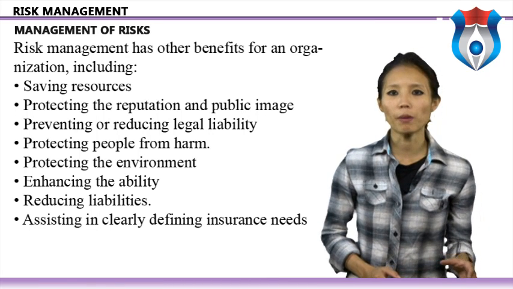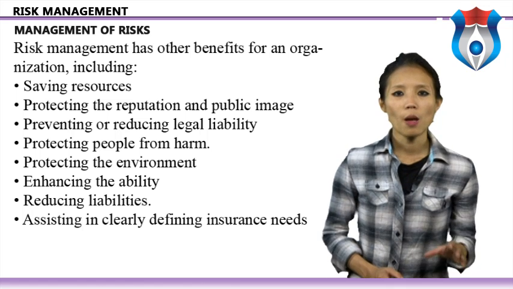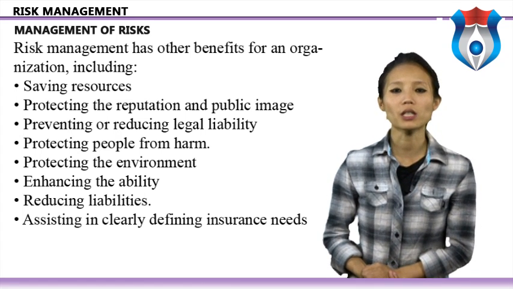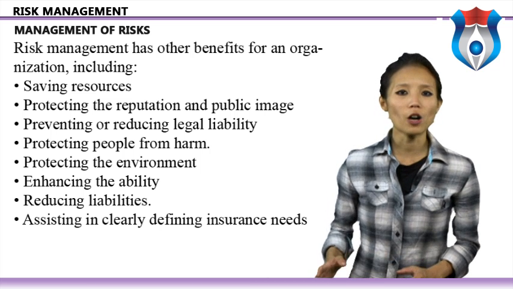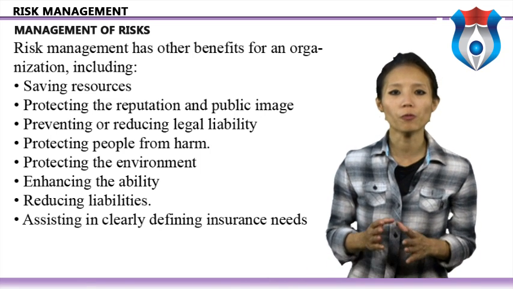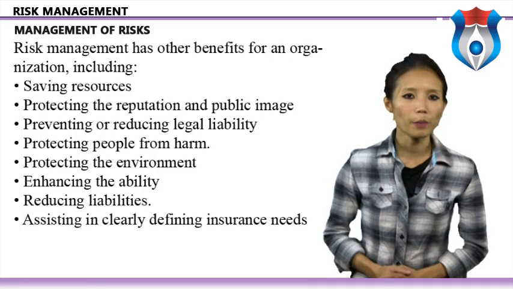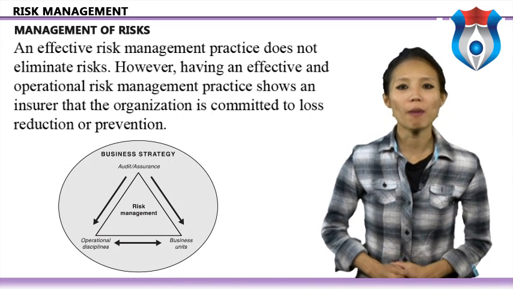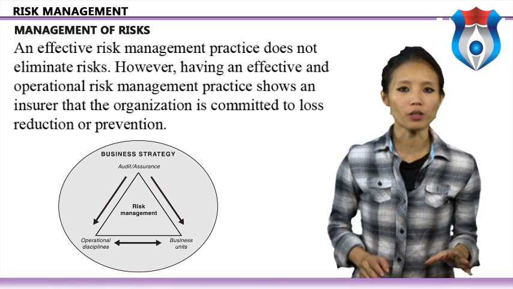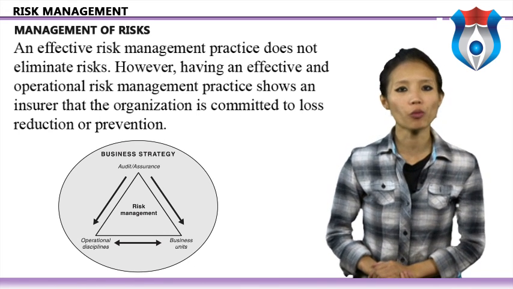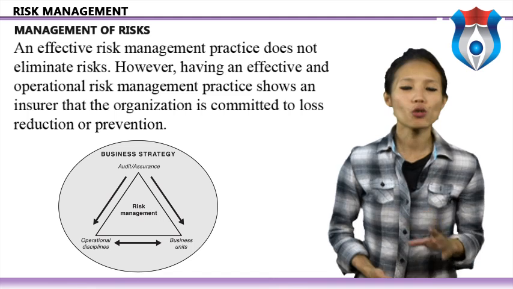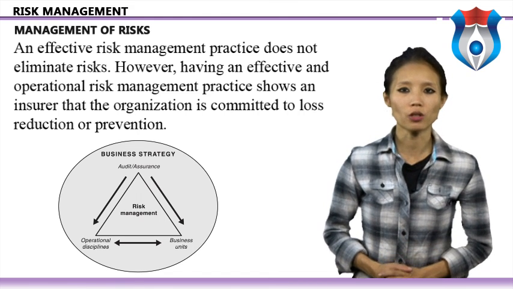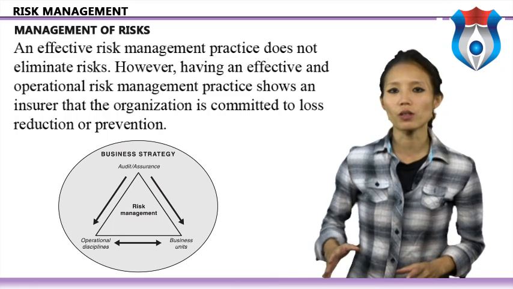Protecting the reputation and public image of the organization, preventing or reducing legal liability and increasing the stability of operations, protecting people from harm, protecting the environment, enhancing the ability to prepare for various circumstances, reducing liabilities, and assisting in clearly defining insurance needs. An effective risk management practice does not eliminate risk. However, having an effective and operational risk management practice shows an insurer that the organization is committed to loss reduction or prevention. It makes the organization a better risk to insure.